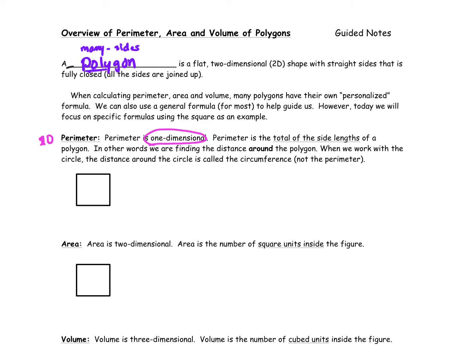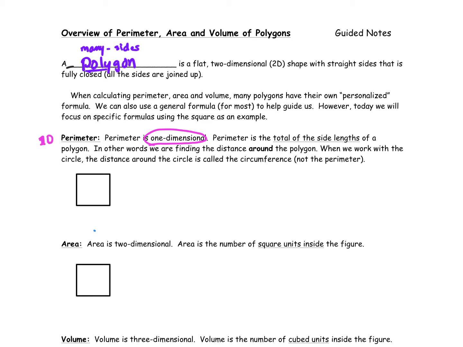So one-dimensional. Perimeter is the total of the side lengths of the polygon. In other words, we're finding the distance around the polygon. When we work with the circle, the distance around the circle is called circumference. So perimeter is for polygons, P for perimeter, P for polygon, and circumference, which is the distance around a circle, C for circumference, C for circle, and we'll get into that later on during this unit.